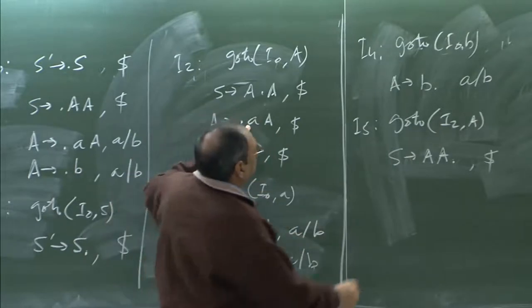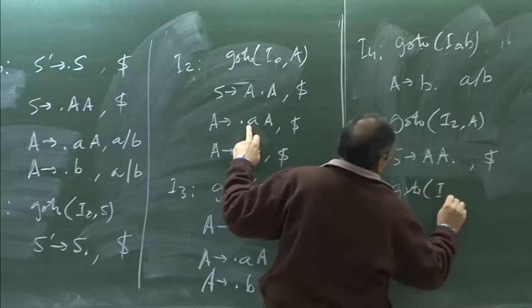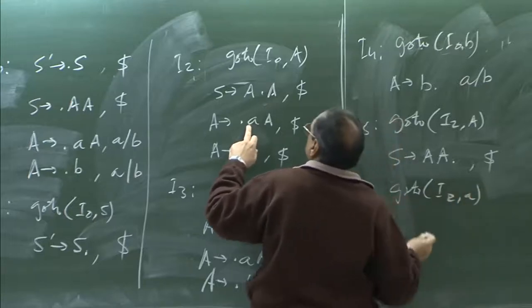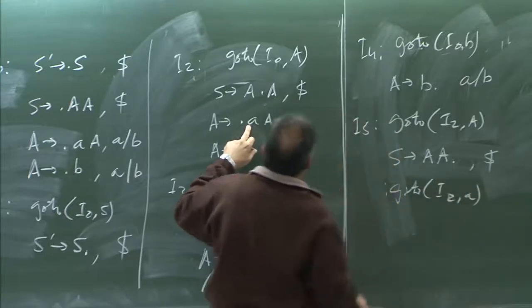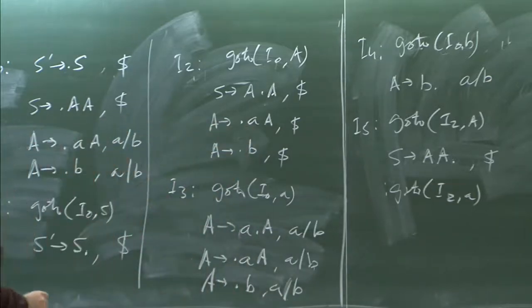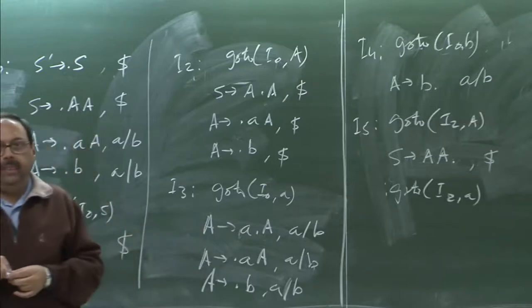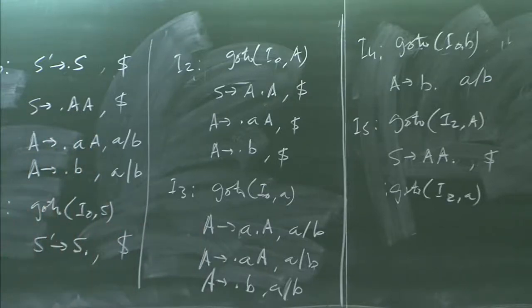Then I do this transition which says go to of I2 on a, right? And what does it give me? A goes to a dot A. Have I already computed it somewhere? Isn't it the same as I3? The look ahead is different, so it's not the same as I3. Very good. Okay, so you were able to catch that.